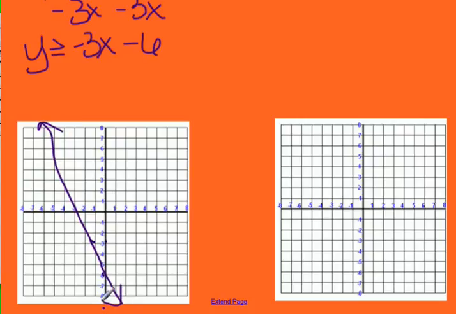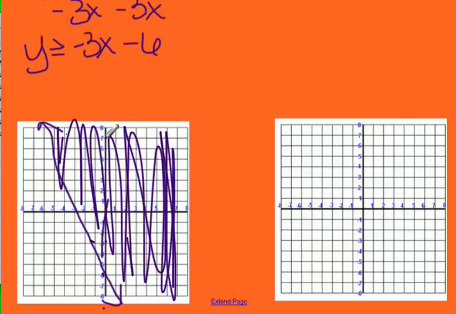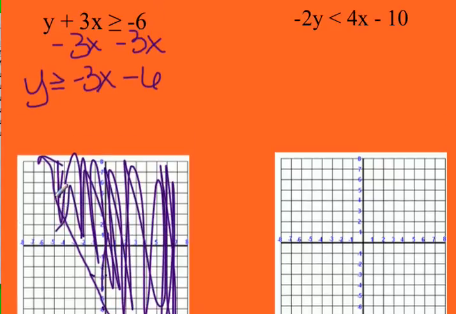And then I need to shade up. So I'm going to pick a spot on the line and go up. And this is where I land. So I'm going to go ahead and shade that in.